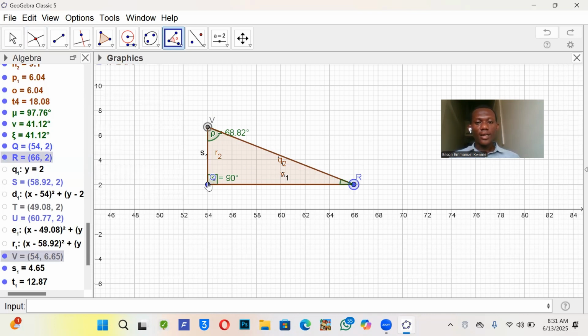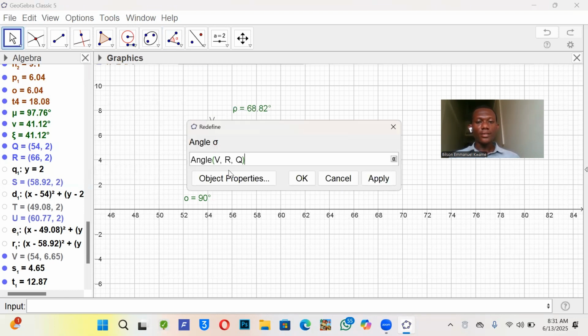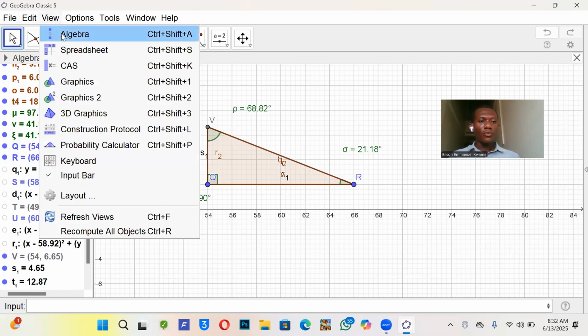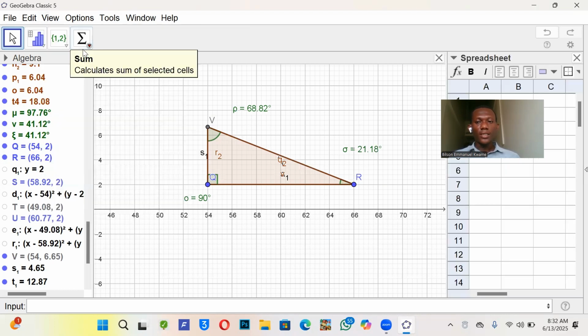So now we are done with the interior angles here, right? Let me move them outside so that you can see the angle. So this is O, this is somehow like P, this is somehow like sine, right? These are the interior angles. Now we want to find the sum of the interior angles, right? To find the sum of the interior angles, you just have to come to spreadsheet. Do you get it? You activate the spreadsheet.